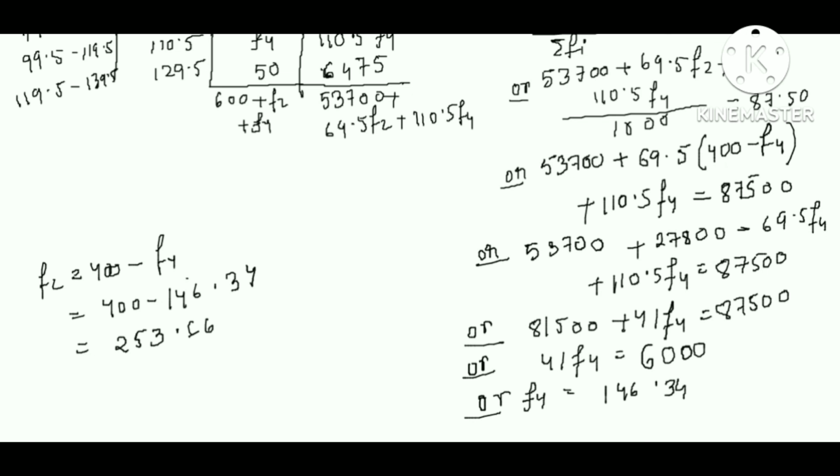Now these two frequencies F2 and F4 cannot take any fractional value as these are frequencies, so we should approximate this value to the nearest integer. So this will be approximated by 250, and the value of F4 should be approximated to 150. So these are two missing frequencies.